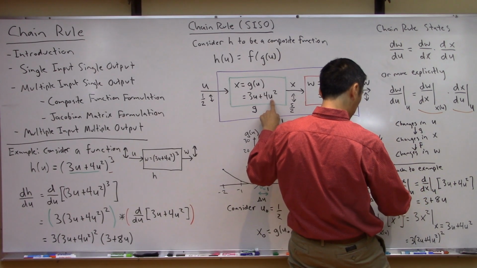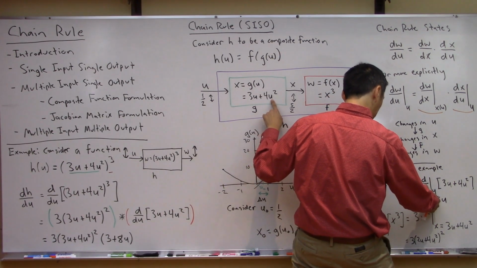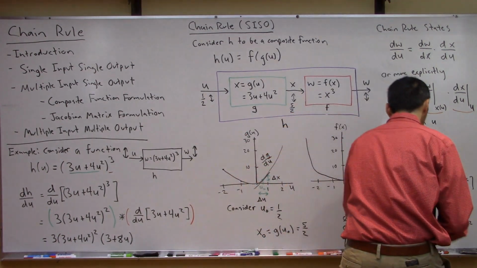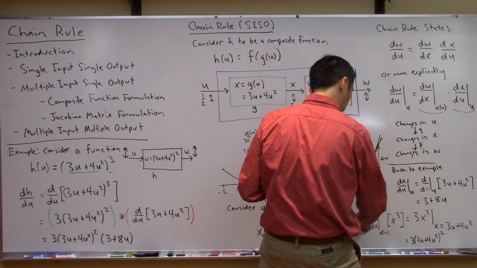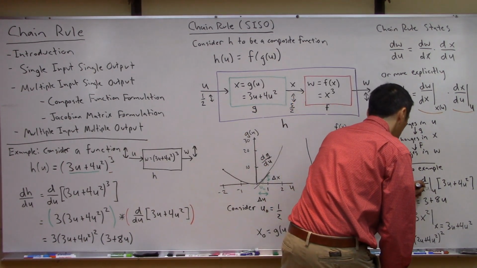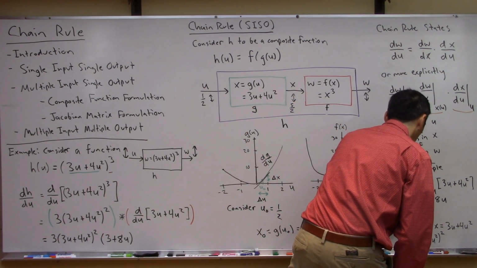wait a second, sorry, hold on, that's a typo. That should be a u. Yeah, dx du, and then I got dw. Okay, this is now correct. The notes are correct, I just had a little typo here on the board.